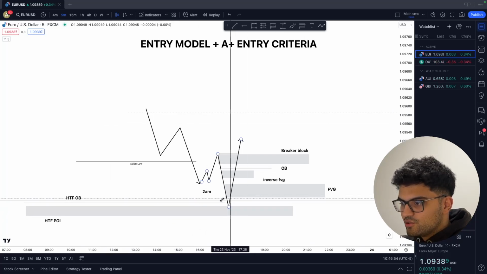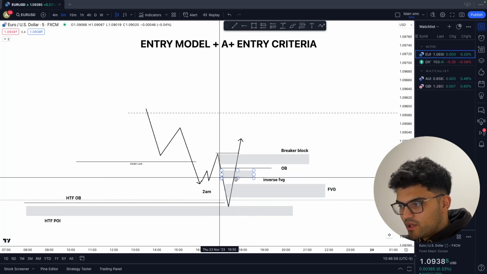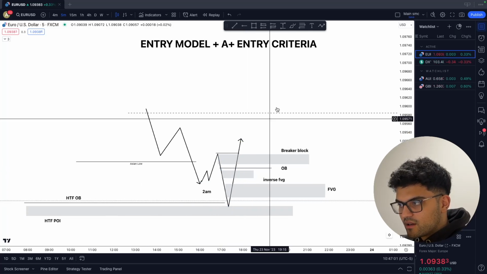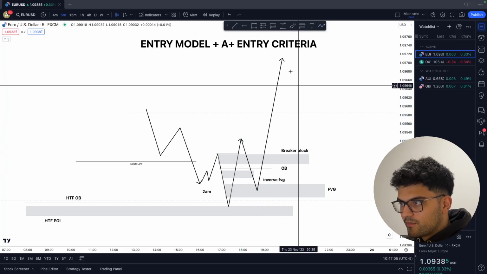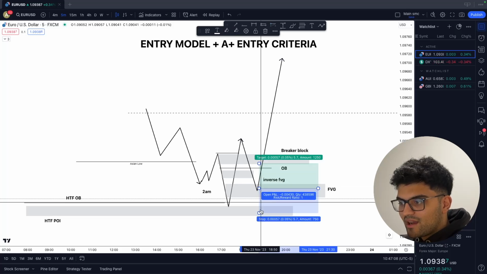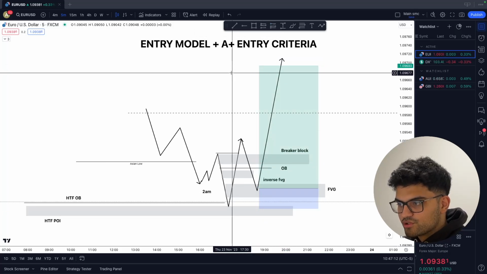So what you will see is usually we react to an hourly fair value gap, tap it, and then push up. We get our entry model, and we get a clean entry, tapping into one of these, let's say the fair value gap, and then it pushes up for a simple 1 to 2. And that is what we're going to be targeting. We're going to be targeting a simple 1 to 2 risk to reward ratio.